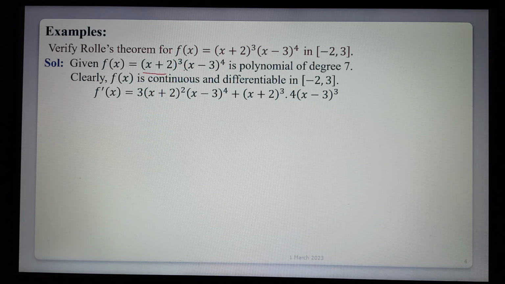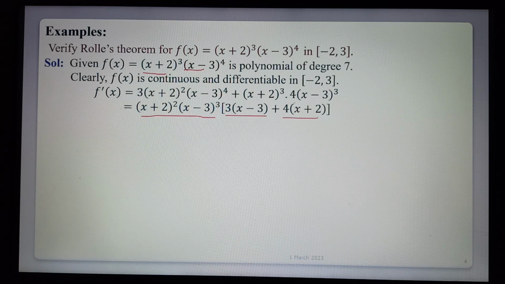This is the u into v method. So 3(x+2)^2 (x-3)^4 + (x+2)^3 · 4(x-3)^3. We take (x+2)^2 (x-3)^3 common, so remaining is 3(x-3) + 4(x+2). Simplification gives f'(x) = (x+2)^2 (x-3)^3 (7x-1).